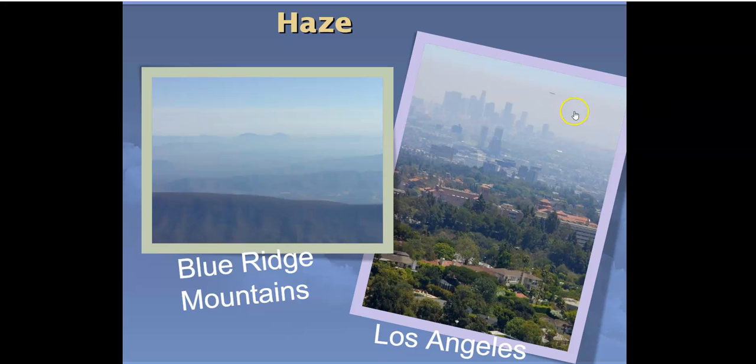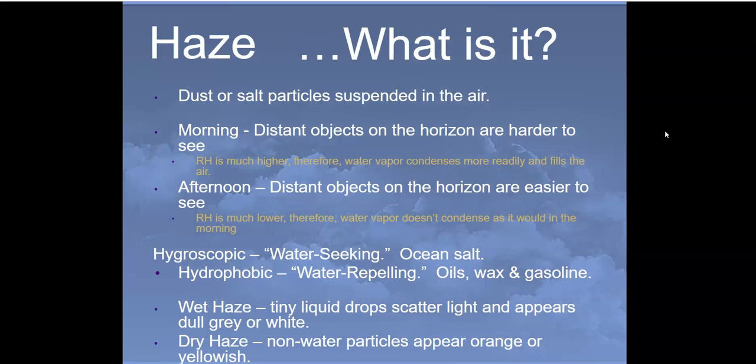Now in Los Angeles, most of their haze is more pollution, but there's still quite a bit of humidity in there as well. So haze is just mainly dust or salt particles suspended in the air. In the morning, distant objects on the horizon are harder to see. That relative humidity is much higher, therefore the water vapor can condense more readily and fill the air. In the afternoon, on a hazy day, the distant objects on the horizon are easier to see. The RH is lower, therefore the water vapor doesn't condense like it does in the morning.